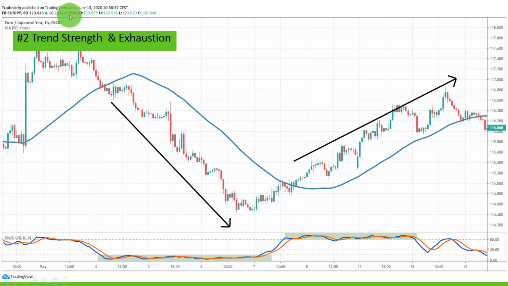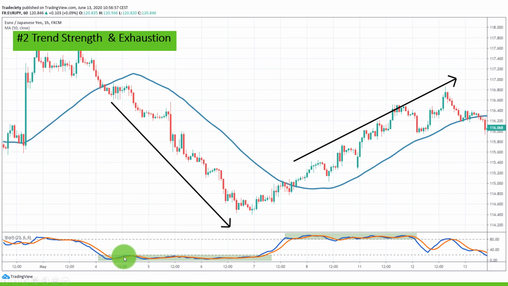The second concept is trend strength and exhaustion, and it works really well together with extendedness. So what we want is to analyze how strong a trend is, and there are many ways you can estimate the strength of a trend. One of the best, easiest and most obvious ones is the use of the stochastic indicator.